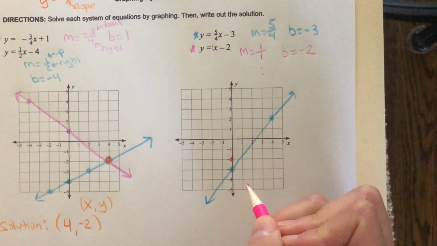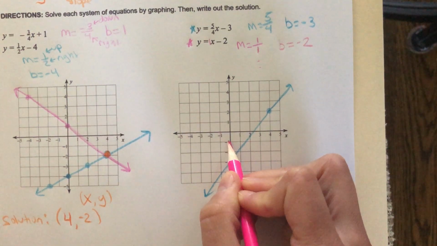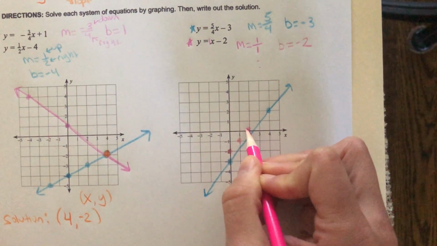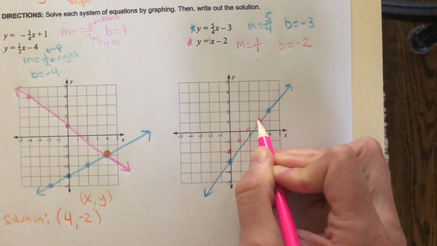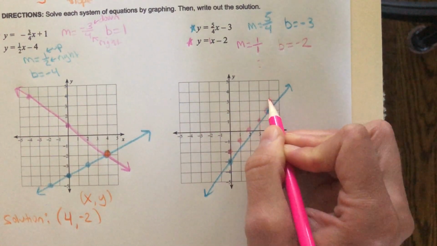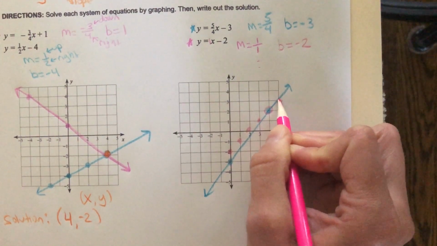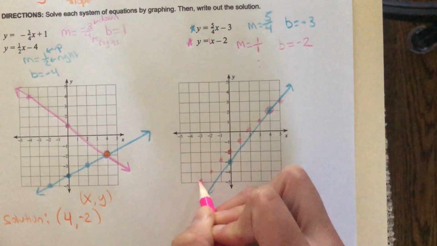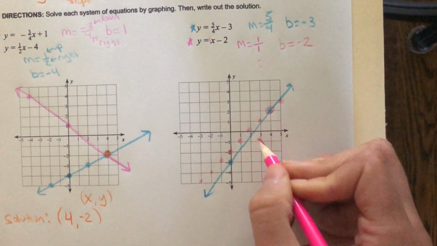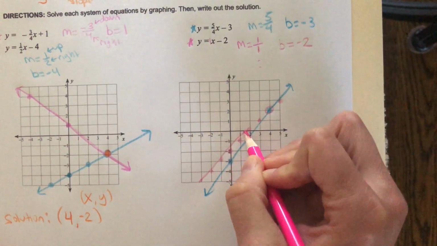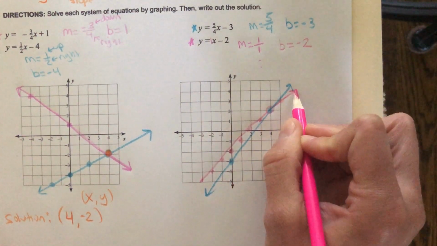And I'm going to count my slope. Up 1, right 1. Up 1, right 1. Until I run out of room, and again, continue that in the opposite direction. Now here's where neatness matters. You're going to connect your points as best you can, and you're going to notice what happens.